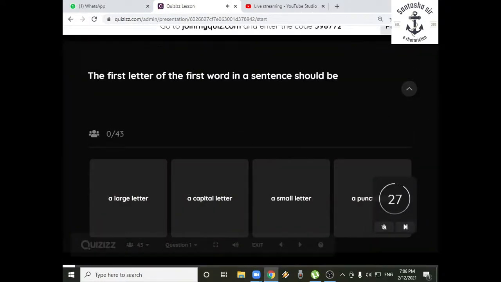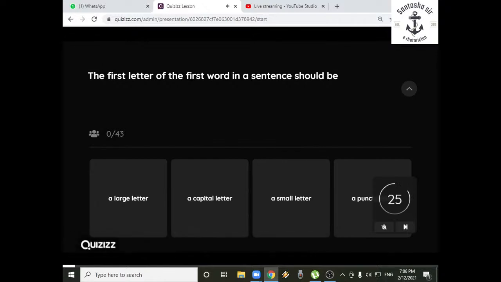So the first question: the first letter of the first word in a sentence should be. Read the options and don't get confused. The first letter of the first word in a sentence should be.